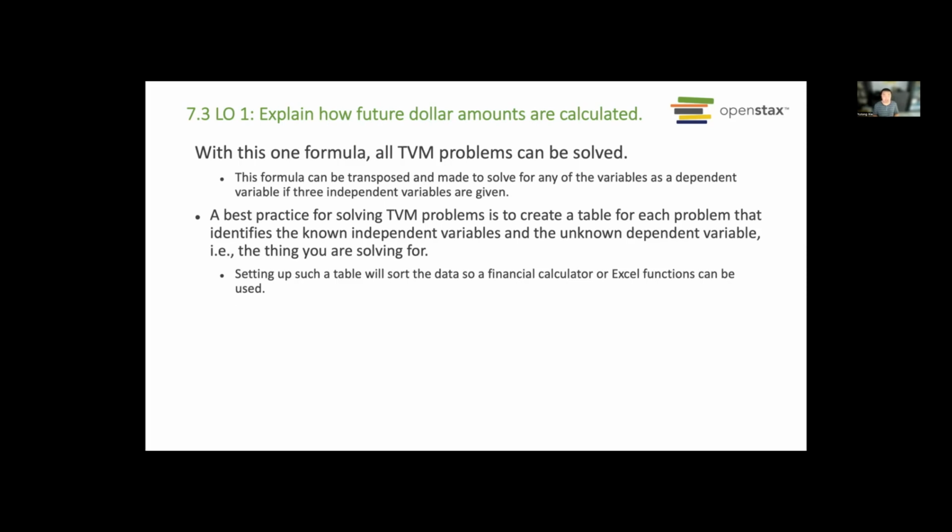A best practice for solving time value of money problems is to create a table for each problem that identifies the known independent variables and the unknown dependent variables. That is the thing you're solving for. Setting up such a table will sort data so a financial calculator or Excel functions can be used.